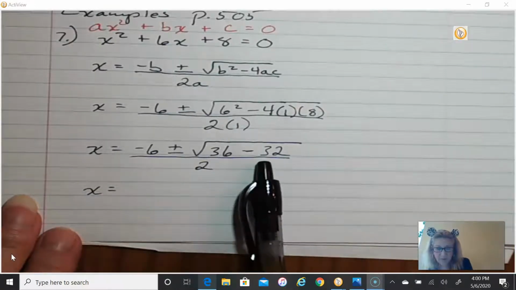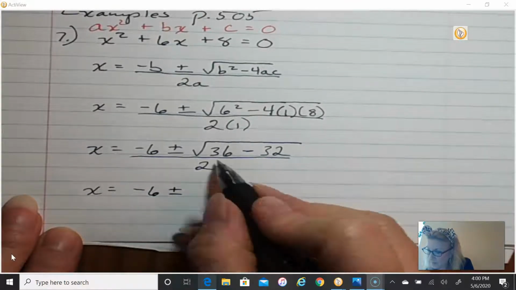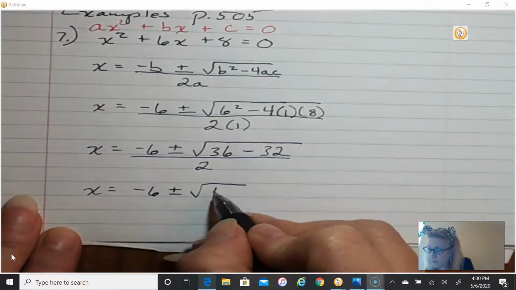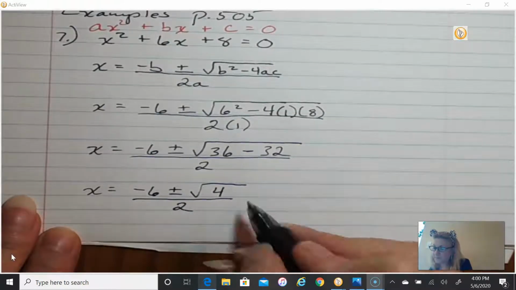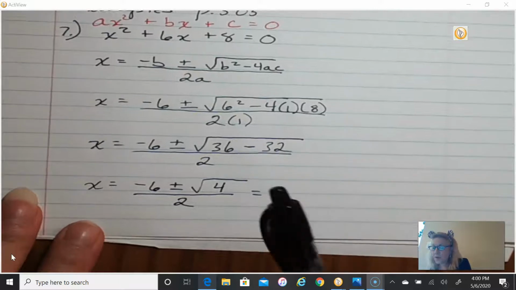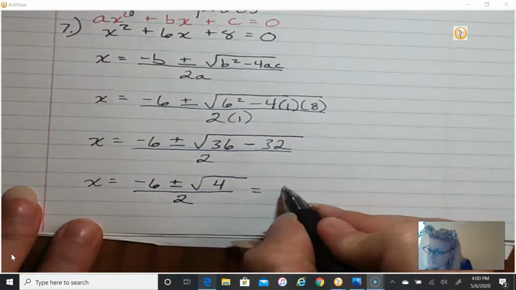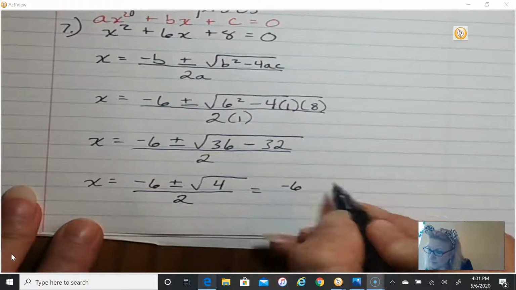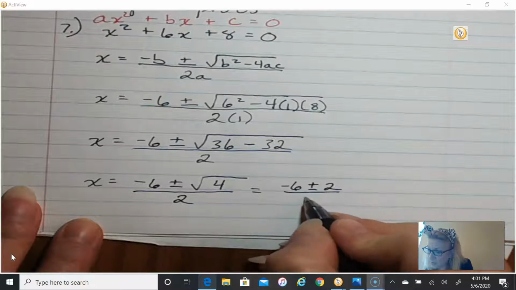36 minus 32 is what? Don't forget that square root sign. There we go. See, I just keep simplifying. What is the square root of 4? 2. So negative 6 plus or minus 2 over 2.